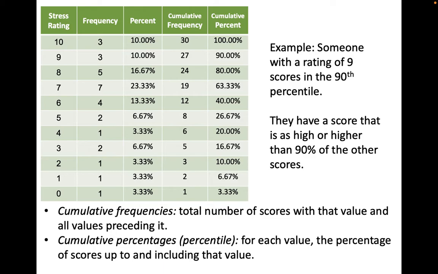So here I have definitions of both cumulative frequencies as well as cumulative percentages. And just to give an example of how we interpret cumulative percent and how that relates to percentile, we could look at a stress rating of 9, and then we look over at the rightmost column and see that 9 is associated with a cumulative percent of 90%. What that means is that somebody with a rating of 9 scores in the 90th percentile because they have a score that is as high or higher than 90% of the other scores.